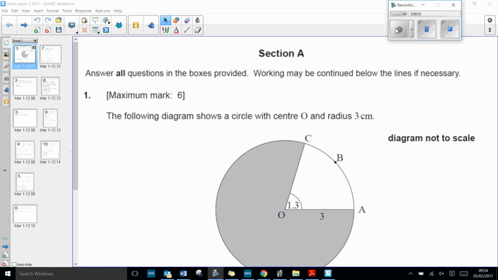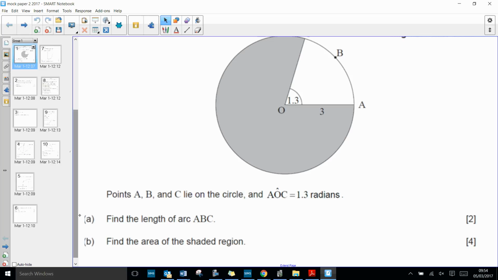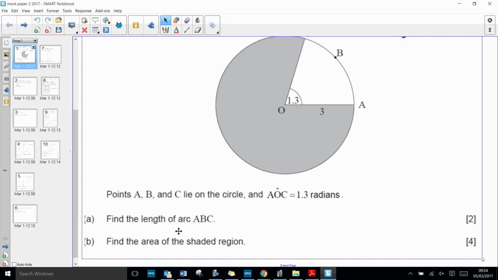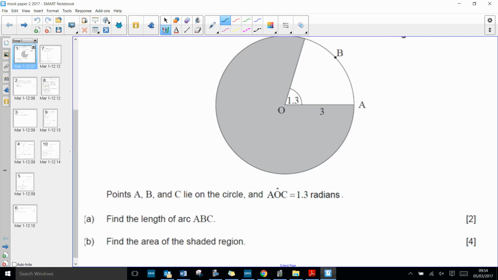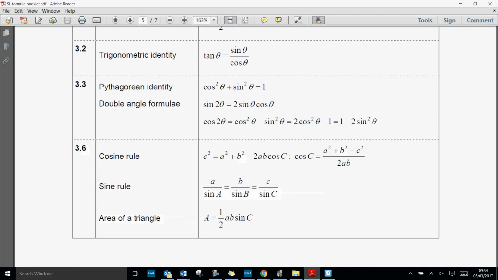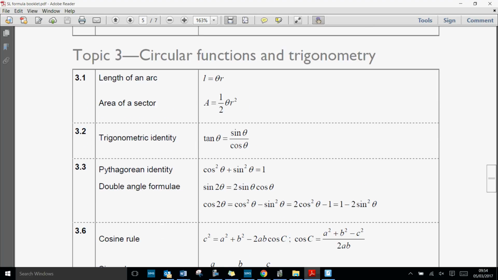Okay, now for the calculator paper. The following diagram is a circle. We need to find the arc ABC. So we're trying to find this arc here. Here we go, length of an arc. Let me just do both of these because I think we need both.